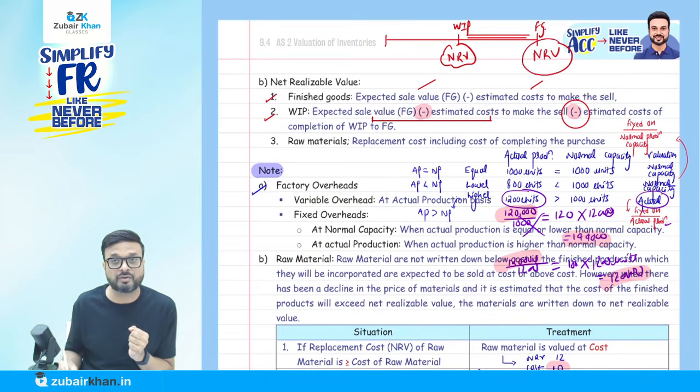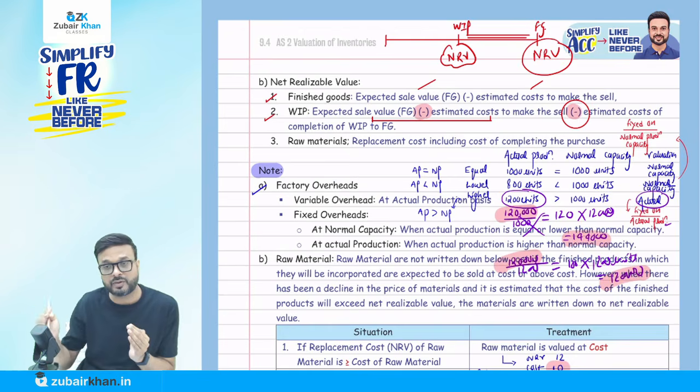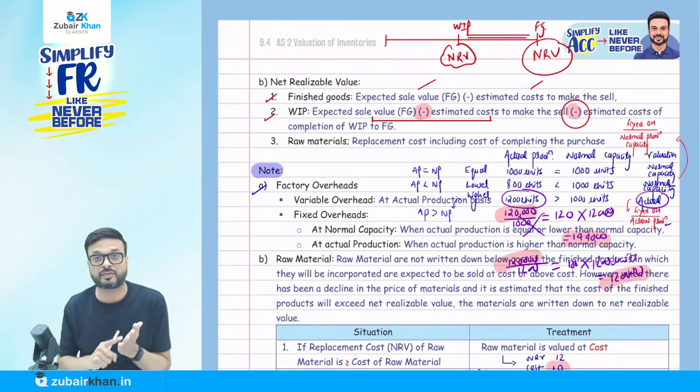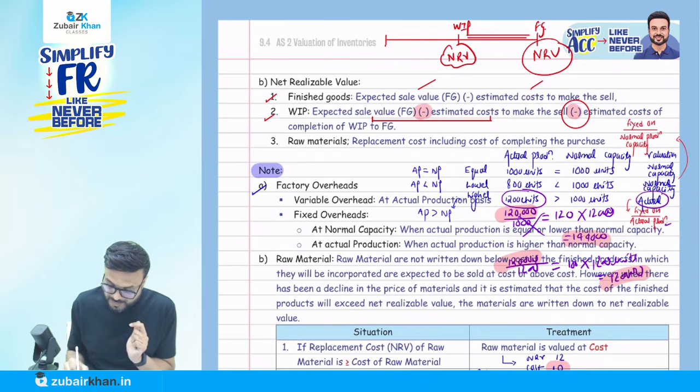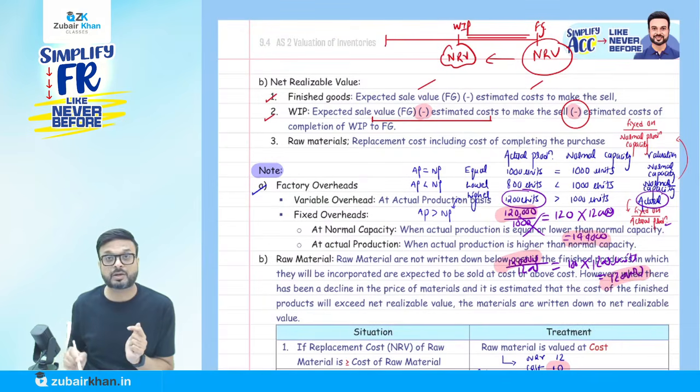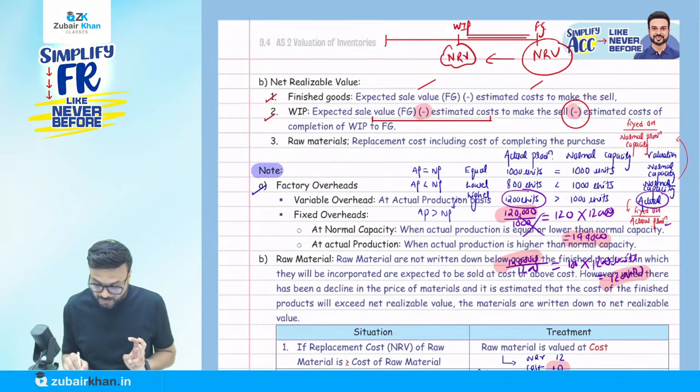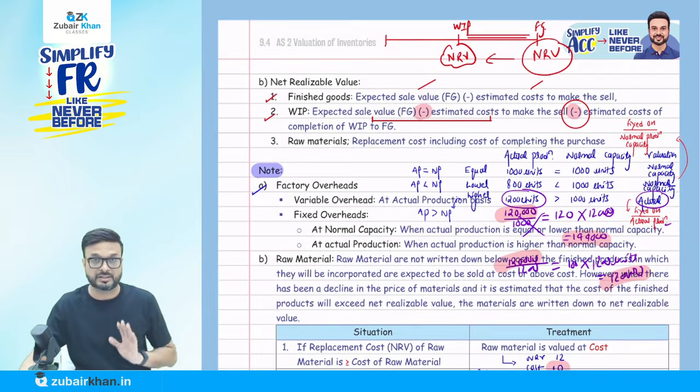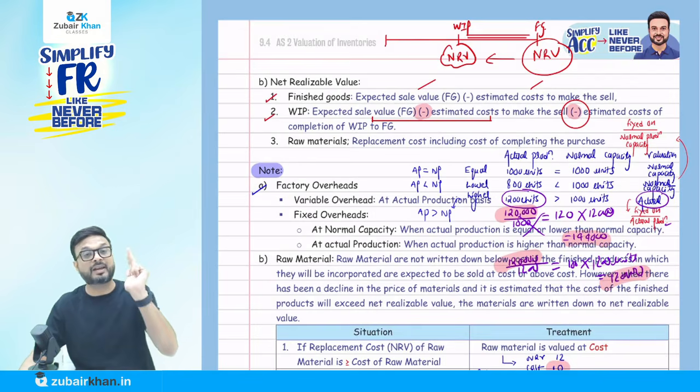How do we find the NRV of finished goods? Expected sale value of finished goods, minus cost to make the sale, and minus one more thing: the estimated cost of expenses from WIP to finished goods stage. You got the point. We find the NRV of WIP.